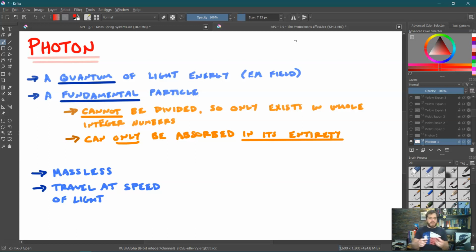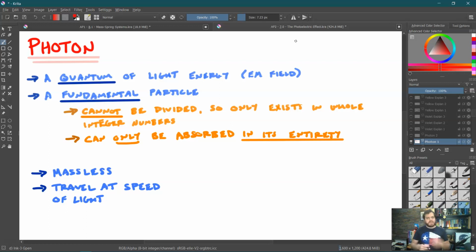It cannot be divided into different pieces. It has to exist in the singular form. So we can have multiple photons. We can have an integer number of them. We can have 1 photon, 2 photon, 3 photon, 4 photon, etc. But you can't have half a photon. You can't have a third of a photon. They always exist in these chunks. And they can only be absorbed in their entirety.